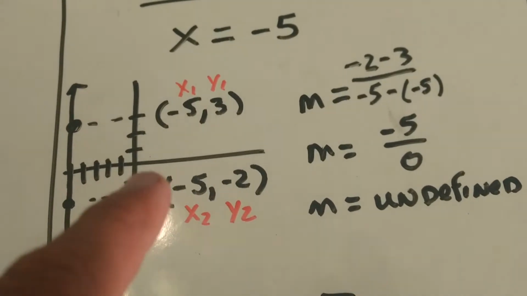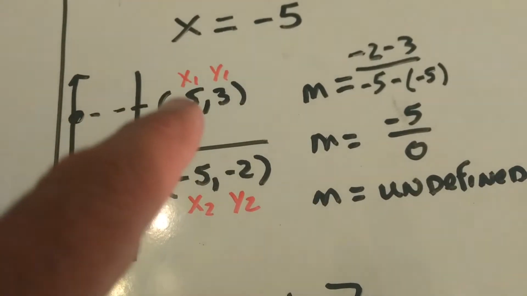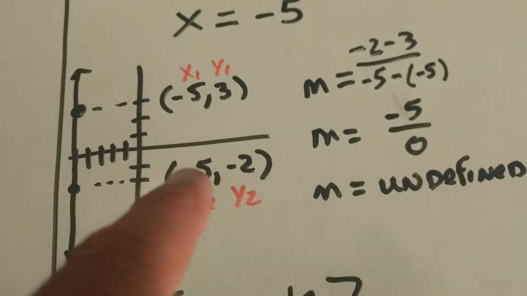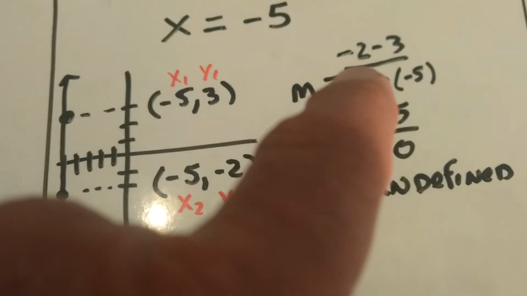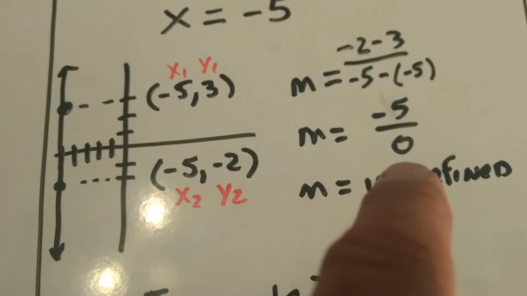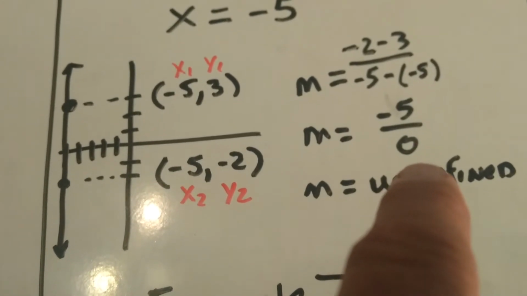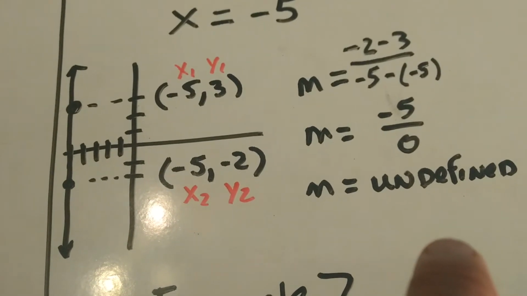The reason the slope is undefined is because the ordered pairs all have the same x. I've demonstrated that here. And if I plug it into the slope formula, the bottom x's cancel out and give me 0 on the bottom, and anytime I have 0 on the bottom of a fraction, it's undefined.